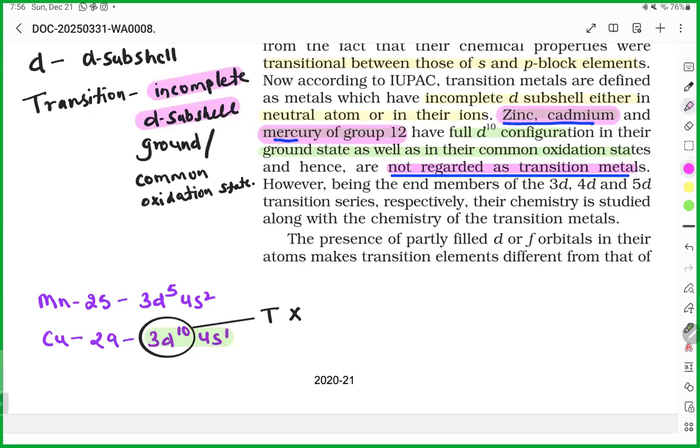That's why I took copper as an example, and NCERT also took copper as an example. Logically you will see that d is full, so it is not a transition element. But according to the definition, it says whether in the ground state. In the ground state, it is not a transition element. But if you take the common oxidation state of copper, which is copper 2 positive, right? 3d9.